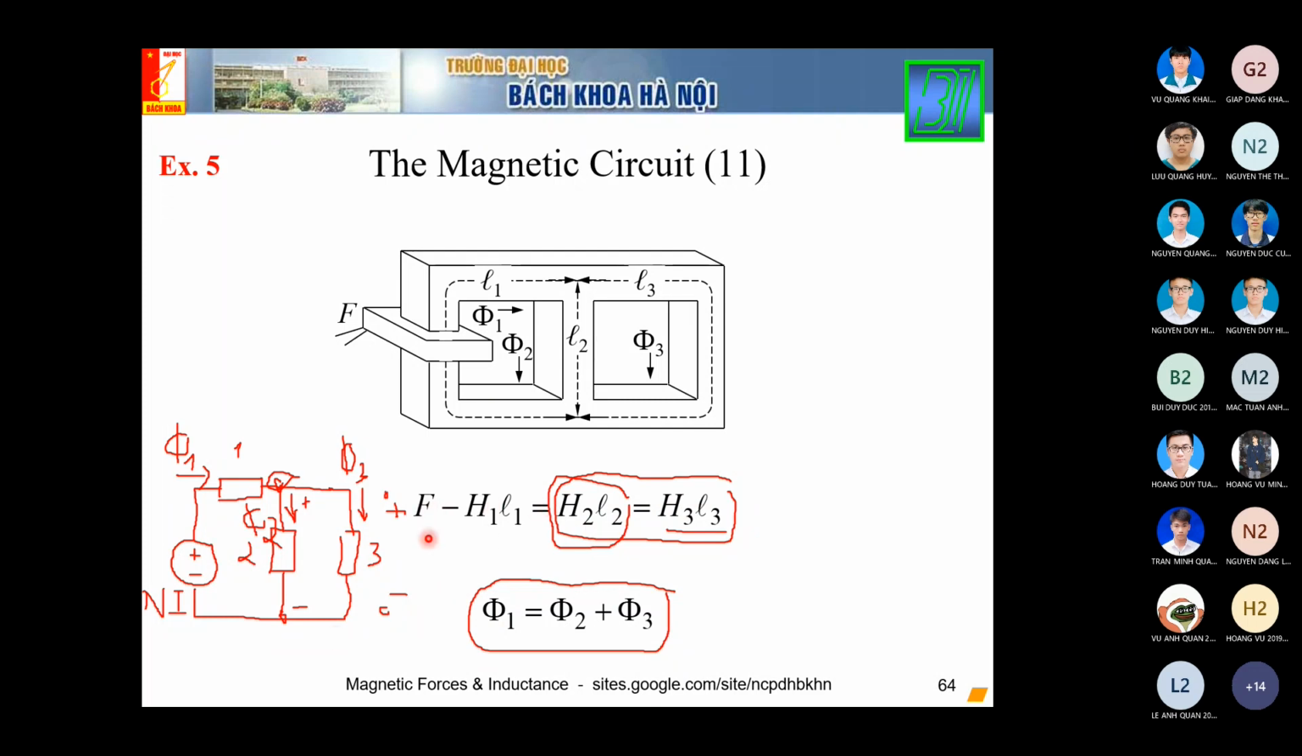Finally, for this equation here, applying the KVL to this loop, you can see that the voltage across one is H1 N1, plus the voltage across two, N2 H2, must be equal to the voltage source, which is Ni. In short, applying KVL, we have this equation: Ni minus H1 N1 is equal to H2 N2.